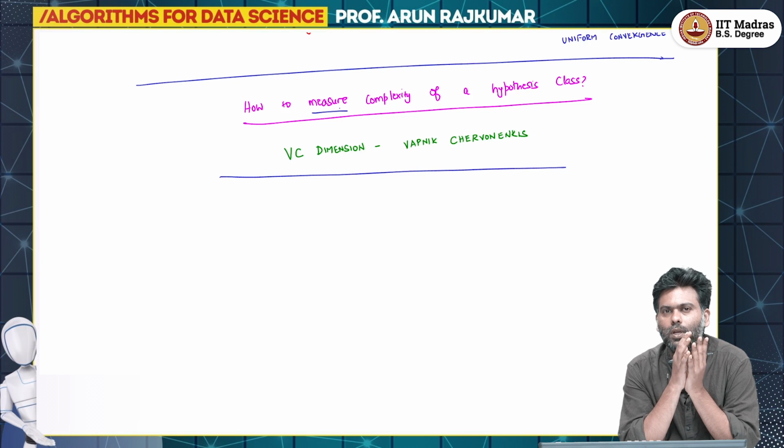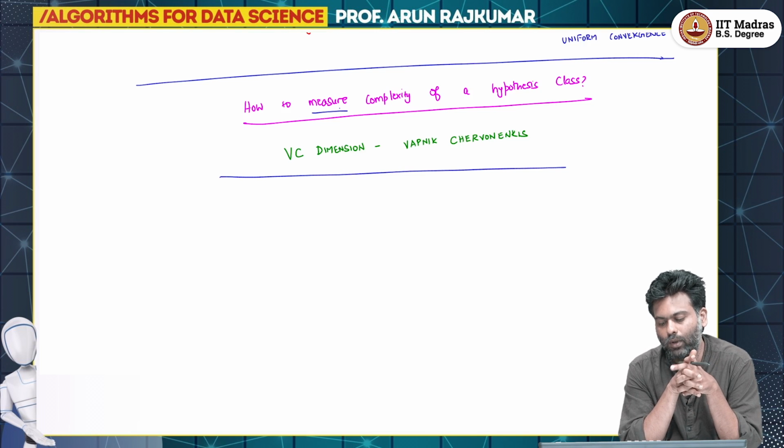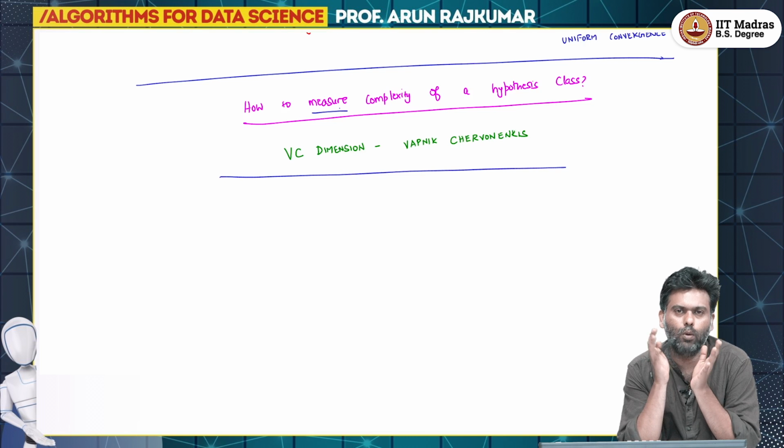And to answer that, we need to answer the question, how complicated is my hypothesis class? And for that, we need to associate a number to each hypothesis class, and that number is what is called the VC dimension of a hypothesis class. And how to get this number, I will tell you now.